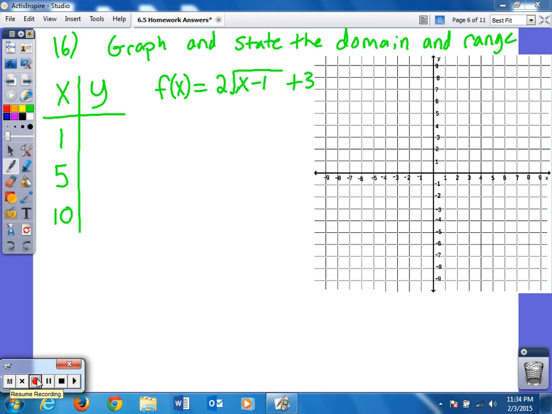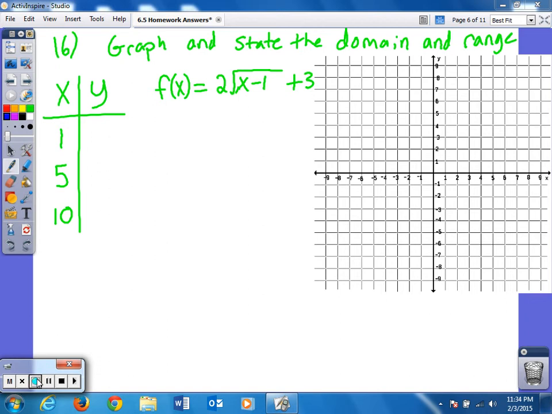Since this is a square root, we're going to have to be careful about what numbers we plug in. So this time, it's not going to be that we can't plug in negative numbers. We have to be a little more careful than that, and that's because we have an x minus 1 under the parentheses. So we can't have x minus 1 be less than 0.